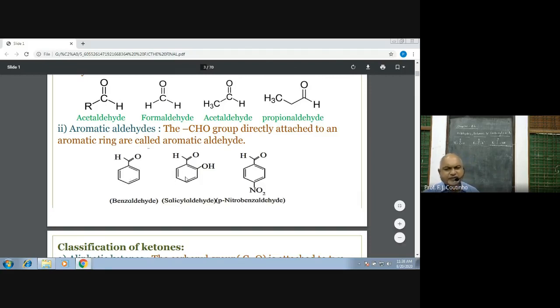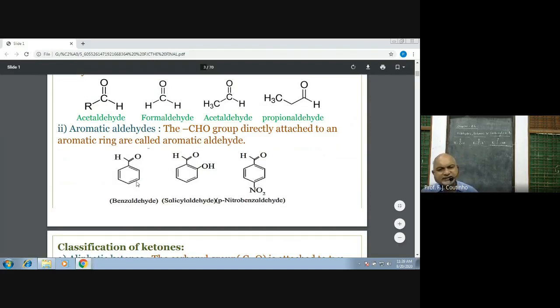If you see the next compound, that is salicylaldehyde. It is a benzaldehyde with a hydroxyl group attached at the ortho position. So it is known as salicylic aldehyde. The third one is a para-substituted benzaldehyde. This much is benzaldehyde. But here is a nitro group, and this nitro group is at the para position, opposite to this. So this is ortho, this is meta, and this is para, and that's why it is known as para-nitrobenzaldehyde.